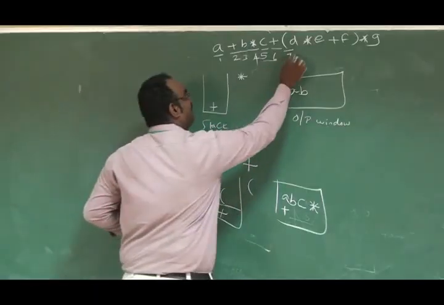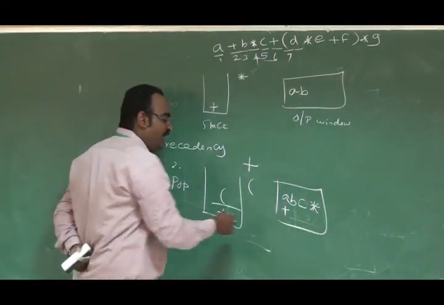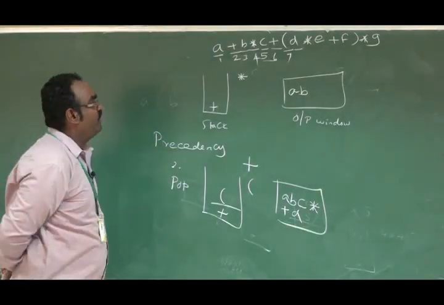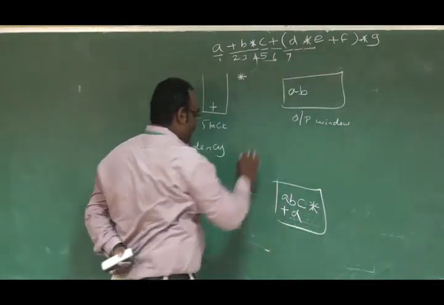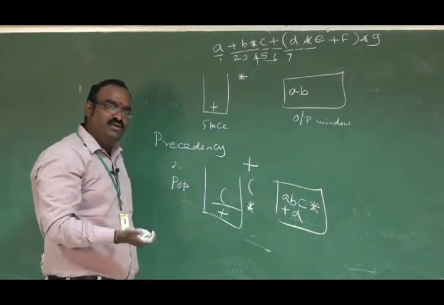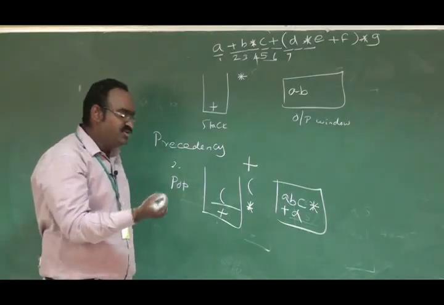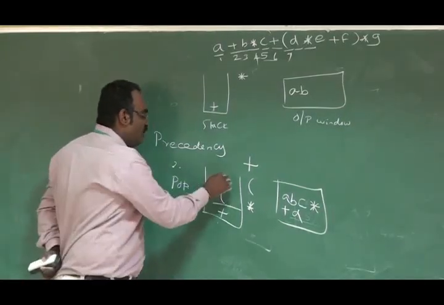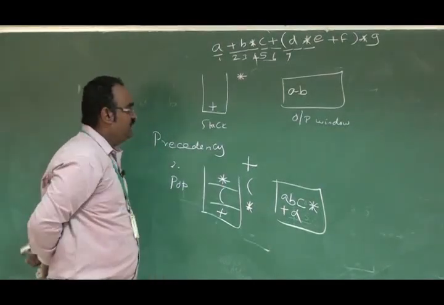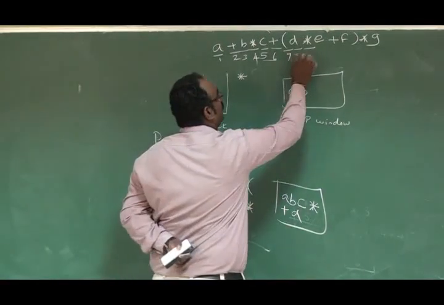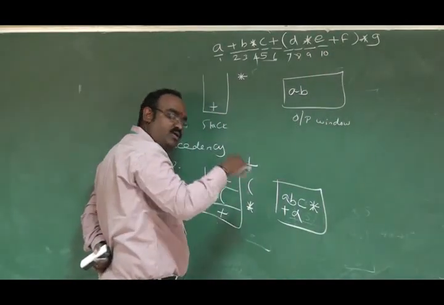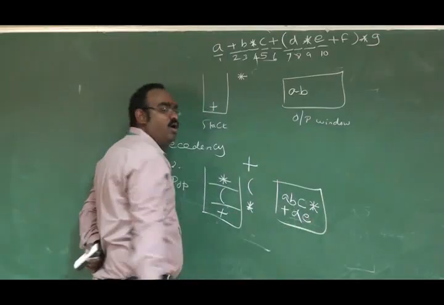Now after the left parenthesis comes D. D is an operand, so we move it to the output window. Next is a multiplication symbol. The stack has the left parenthesis, and we do not compare them because they have different features, so we simply push the multiplication symbol into the stack. Now the tenth one is E. E is an operand, so it simply goes to the output window.